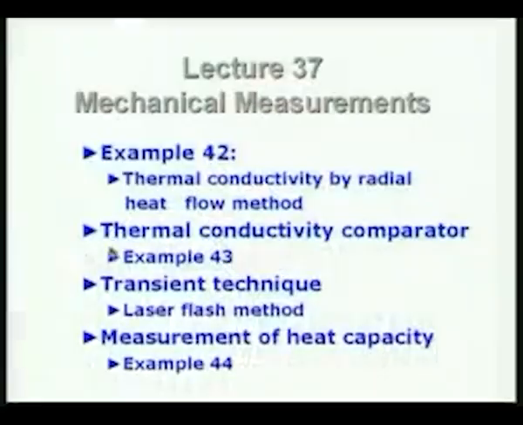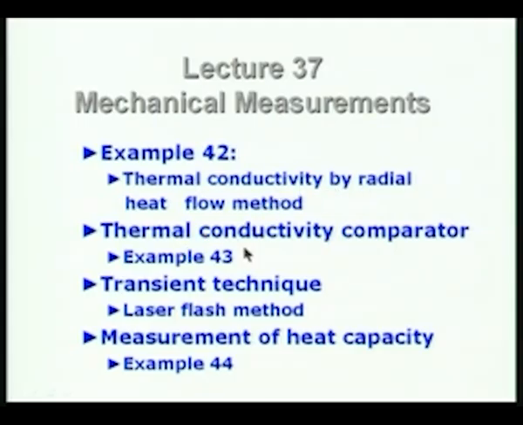So, this will be lecture number 37 on mechanical measurements. Towards the end of the last lecture, we were looking at the measurement of thermal conductivity by the use of a radial heat flow apparatus, and what we will do in this lecture is to start with an example based on data taken from a thermal conductivity apparatus which is in the radial heat flow method.